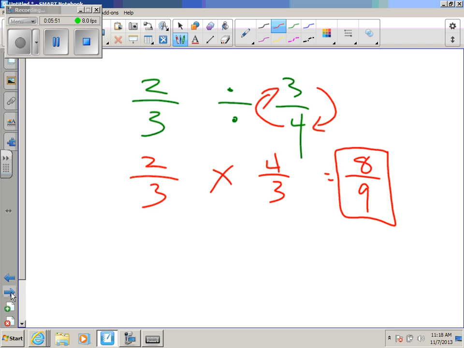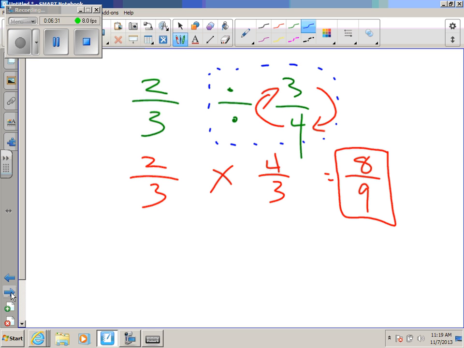Now it's very, very important that you understand the first fraction is untouched. You do nothing with it. You don't flip the first one. You don't pick which one you want to flip. You always flip what you are dividing by. When you read that problem in green, 2/3 divided by 3/4, always flip what you are dividing by, and that's it. Don't flip them both.